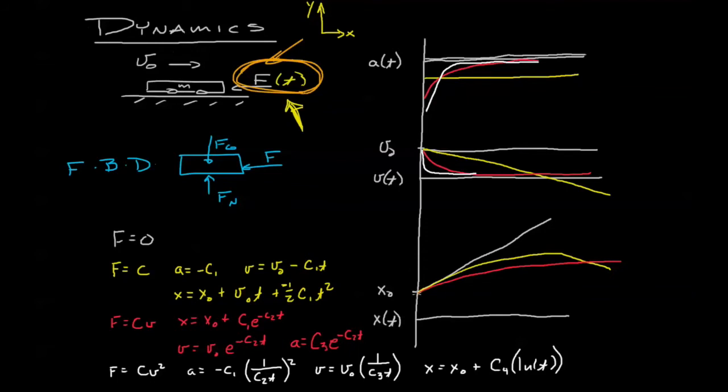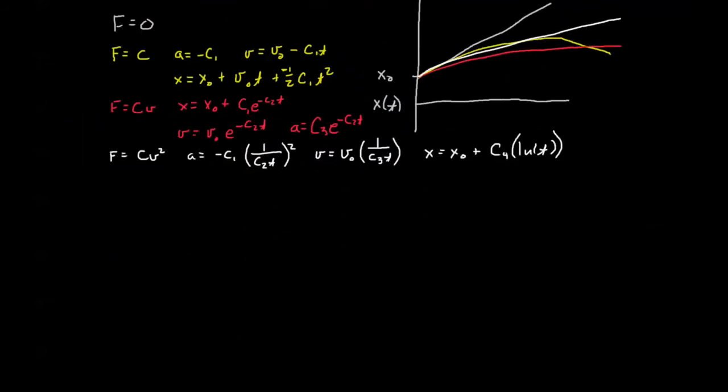It'll be tangent to this line, but then we see something that decreases. But interestingly, over time, unlike the red, unlike our viscous drag, it keeps on increasing. The position keeps increasing.